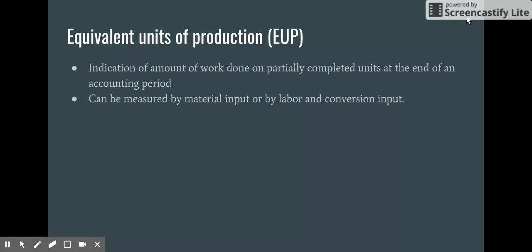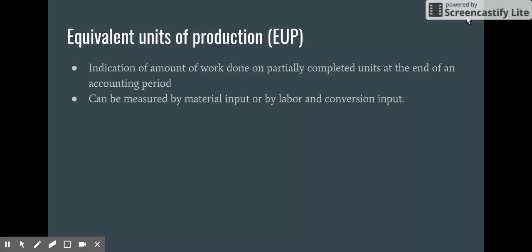Moving on to question 4, equivalent units of production, and why they're important. Equivalent units of production indicate the amount of work done on a partially completed unit at the end of an accounting period. This is usually for process costing. Say you're making cars and you're halfway done with 500 of them. To accurately account for that, you need to report that those costs have been incurred.